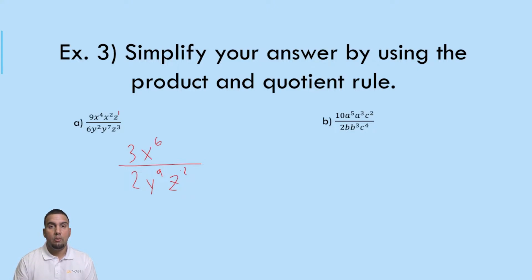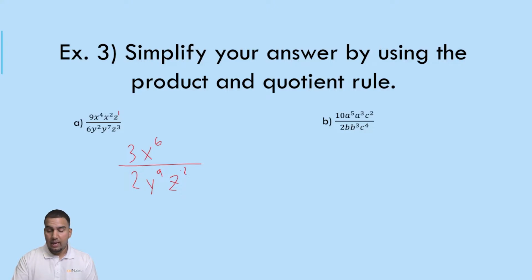Okay? So when you're multiplying bases with the product rule, you're going to add the exponents. When you're dividing bases with the quotient rule, you're going to subtract the exponents. And just leave it wherever the bigger exponent is. So if you want to try B, work on B on your own, and then press play.